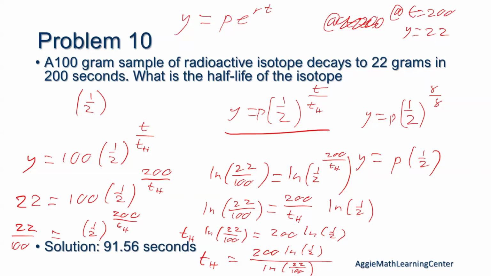Let's see, 200 natural log of 1/2 divided by natural log of 22 over 100. I plugged it in wrong somehow. Oh, I got it. Okay. Questions on how I did that? The key with this is the whole half-life concept, where at some time, half of it is going to be gone. And so you're trying to figure out what your half-life time is.